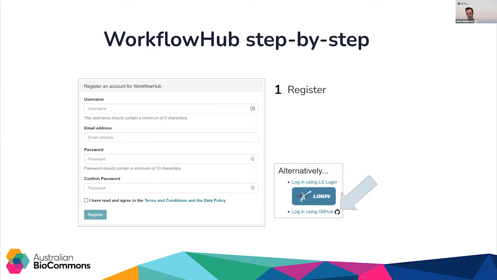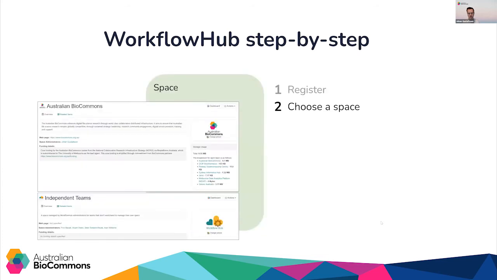So going through step by step, the registration is the first step. You'll notice that you can actually log in using existing credentials. So this isn't something that you need to generate a new set of credentials for. You'll choose a space. So I've given two examples here of spaces. One is the Australian Biocommons space. All Australian researchers, if they'd like to have a space, if they'd like to have a team on Workflow Hub and they're not sure what space to put it in, they can actually request one in the Australian Biocommons space.